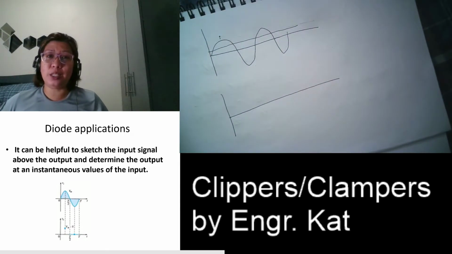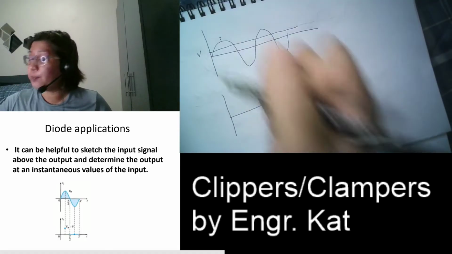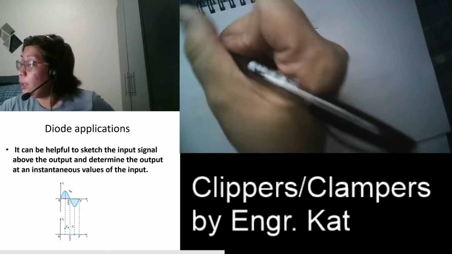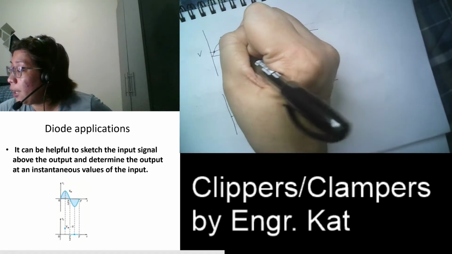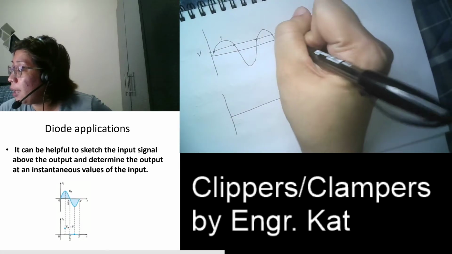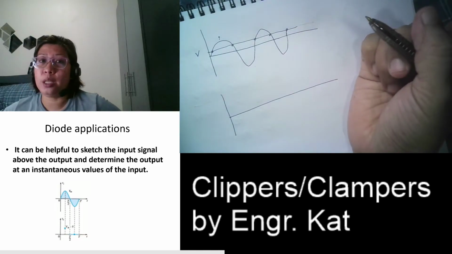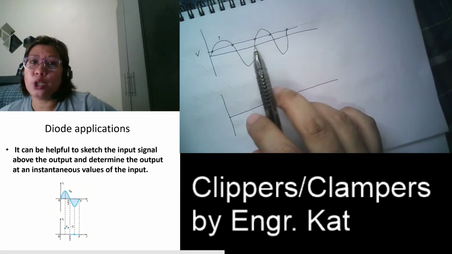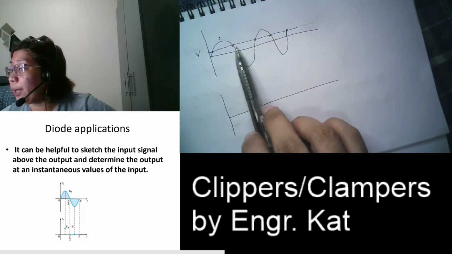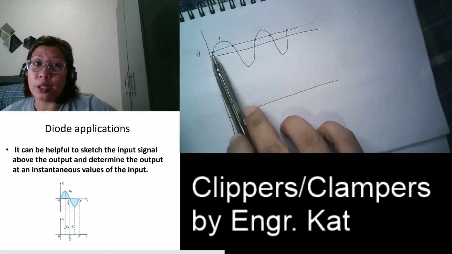Okay? So that is a DC source. So this is your V. Okay? So these points here, here, here, and here, these are the points of transition. So what do we mean by points of transition? Because during these points, from on state, your diode will become off, and from off, your diode will become on.